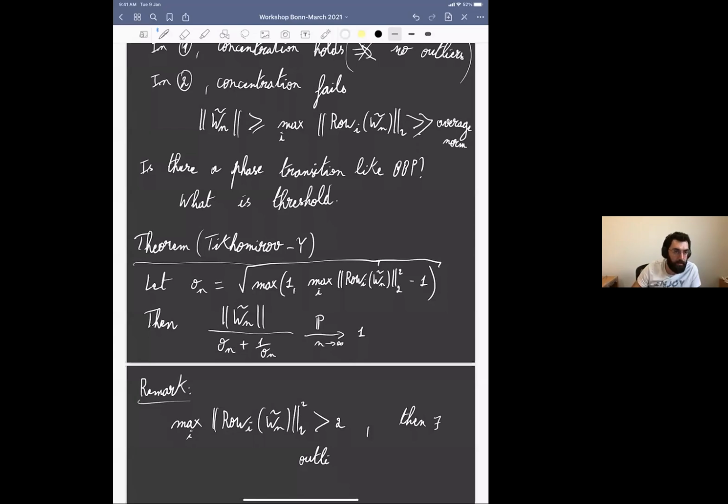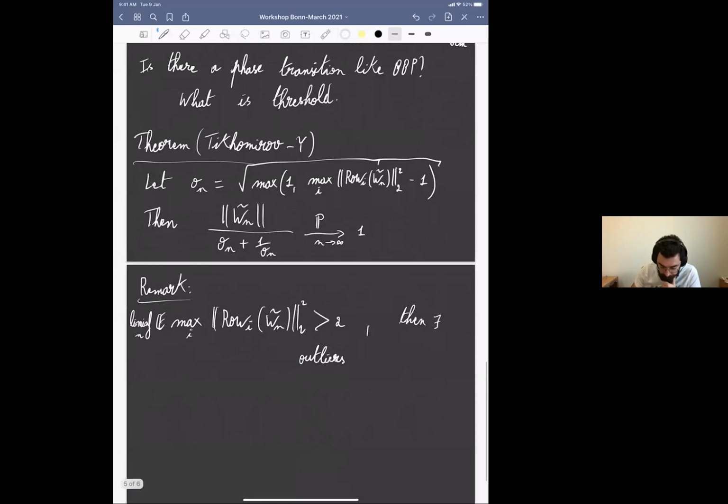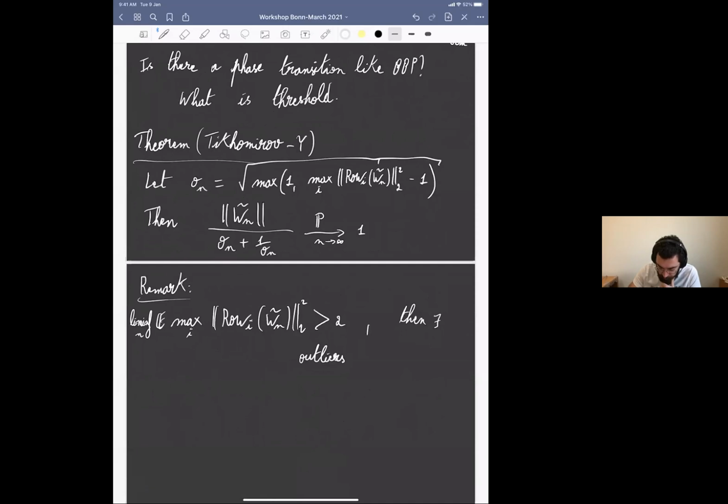This is again conceptual here, just because this is a random quantity, but just by concentration, I can maybe put lim inf of the expectation here. Then there are outliers, and the outliers are given by exactly this function that I wrote here, equal to theta n plus 1 over theta n. And otherwise, there are no outliers.